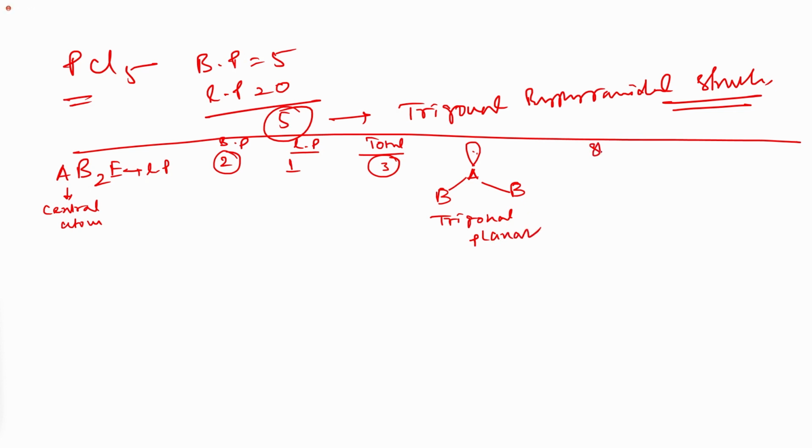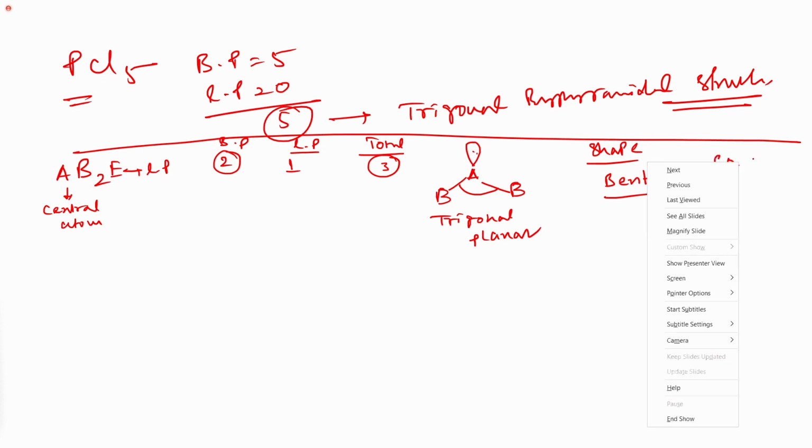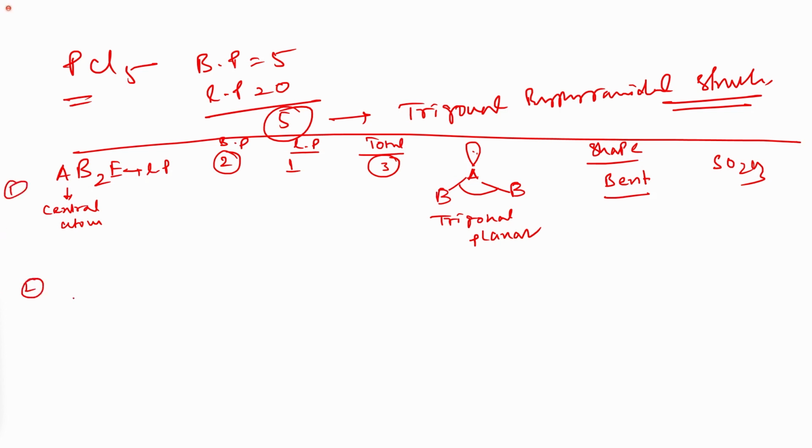But if you see the shape bent, for example, SO2O3. Another thing, this is an AB3E. AB3E means the bonded electron pairs will be 3, and lone pair will be 1. So total is 4.